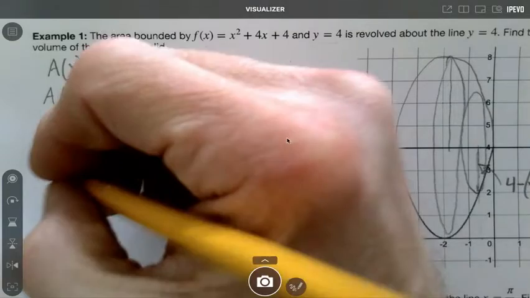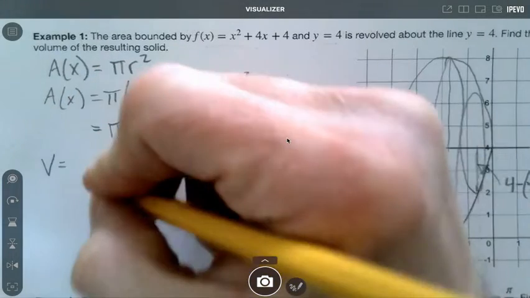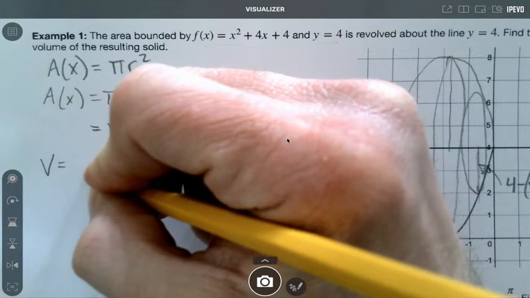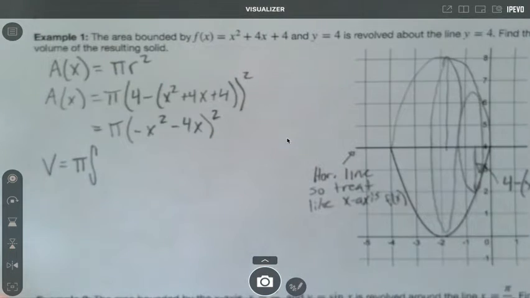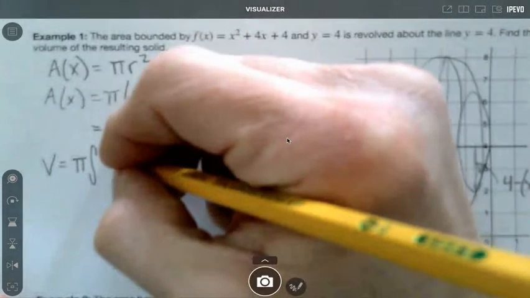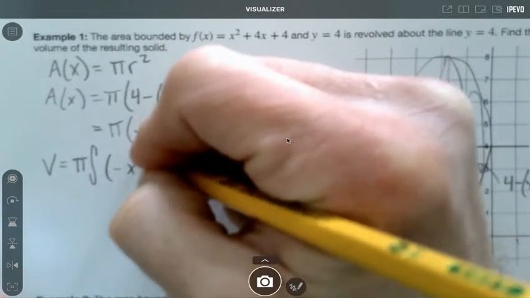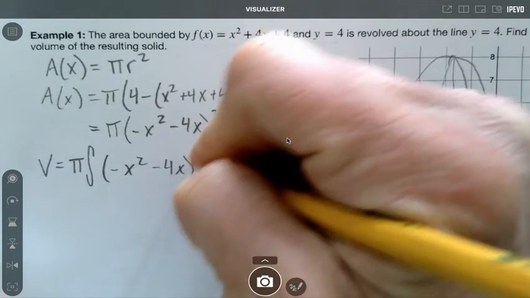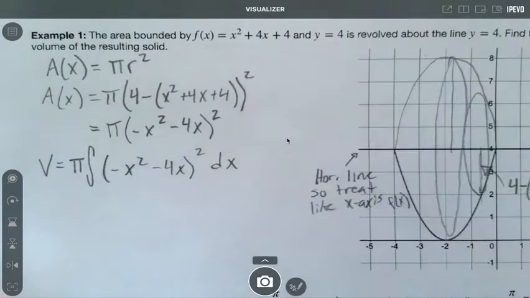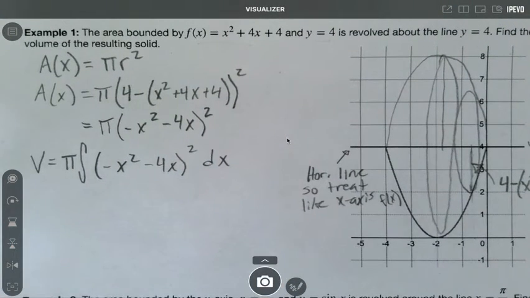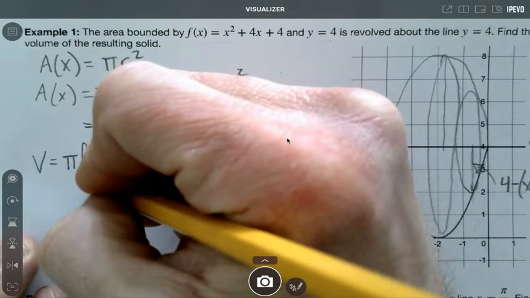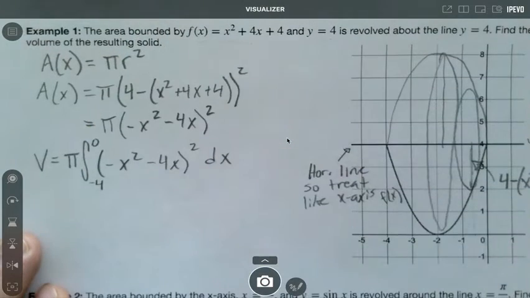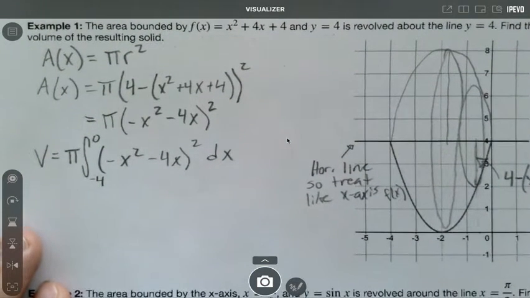All right, so if that's true, all I have to do then to calculate my volume is, like we did in class last time, pull my pi out in front and just say negative x squared minus 4x squared dx. And then nothing changes with my bounds because it's in terms of x. I see I'm going from negative 4 to 0. And so there's my volume equation.